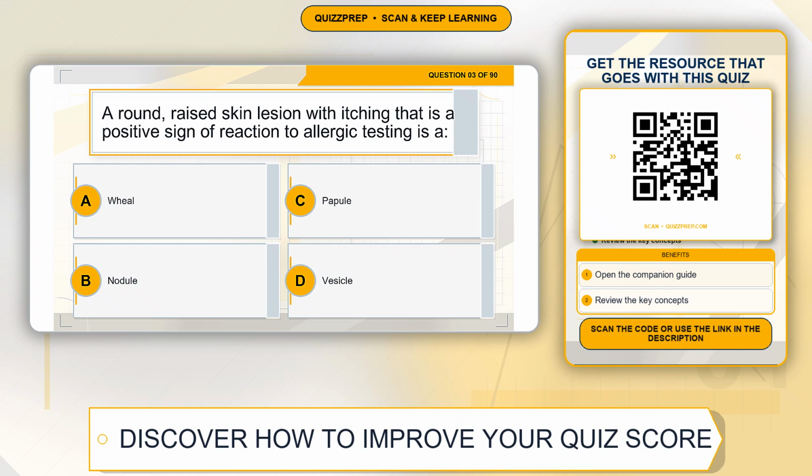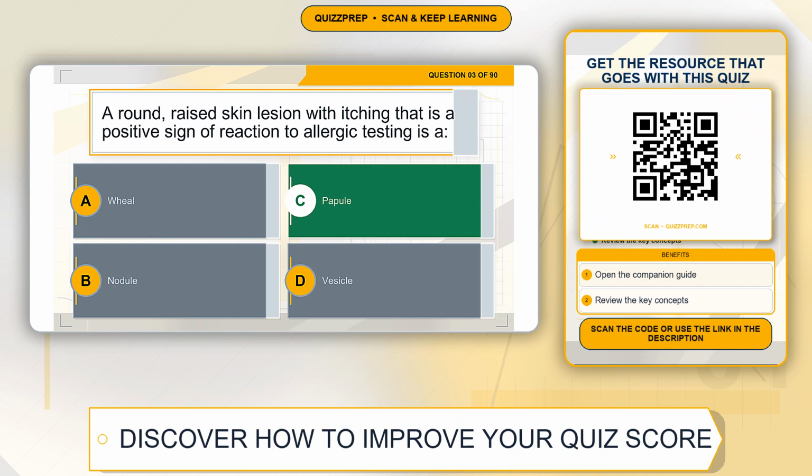Question 3. A round, raised skin lesion with itching that is a positive sign of reaction to allergic testing is. Option A, wheal. Option B, nodule. Option C, papule. Option D, vesicle. The correct answer is option C, papule.